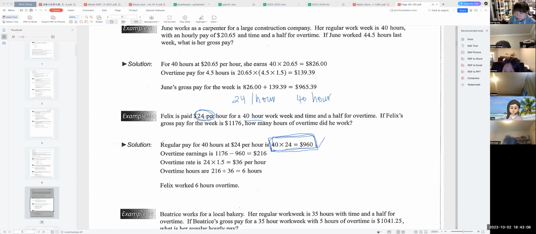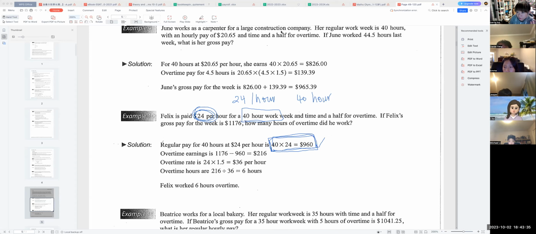You see this sentence: he works 40 hours every week, and per hour, he gets paid $24. So that's why for this whole entire week, he should get $960. Do you understand? This one you don't understand? You told me you understood it. Are you clear?